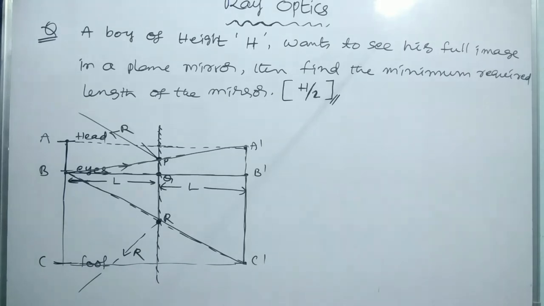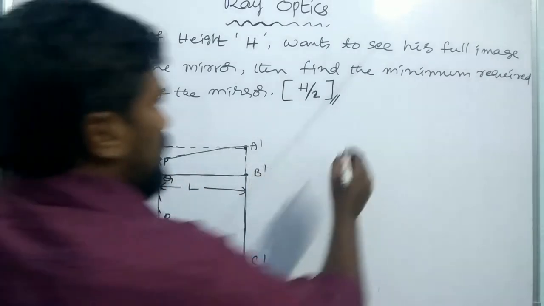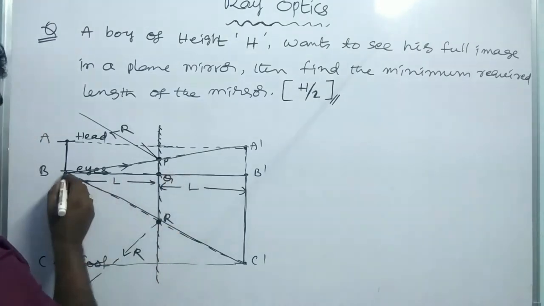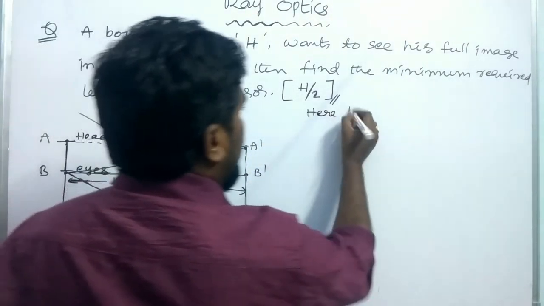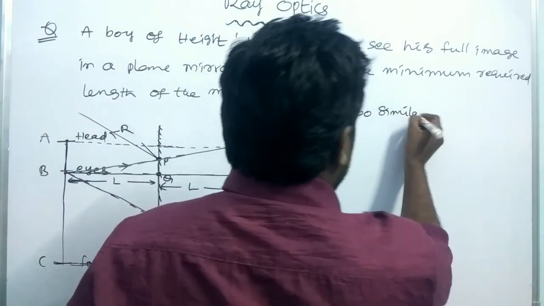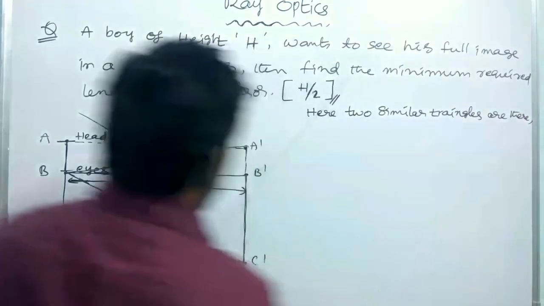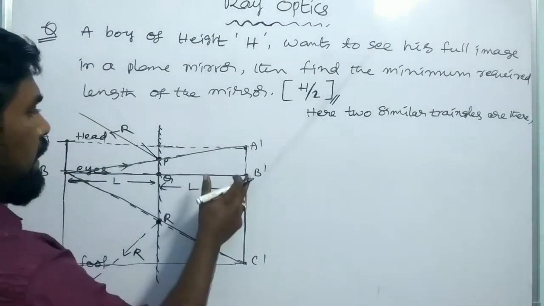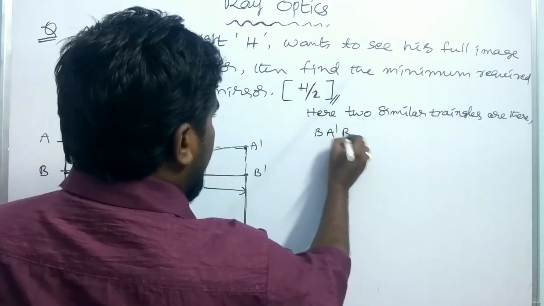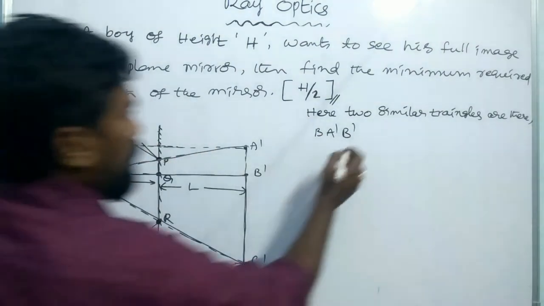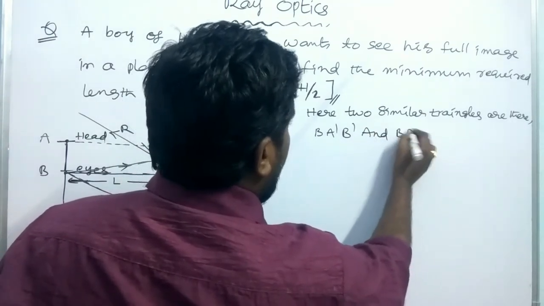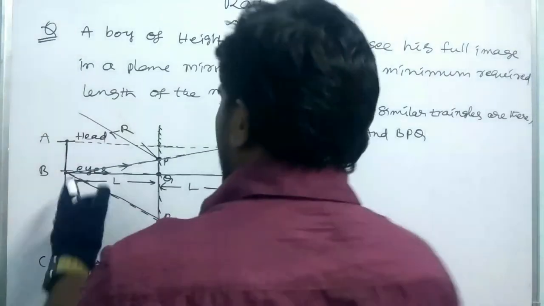So now it is easy to find the minimum required length of the mirror. Now let us see. Here there are two similar triangles. What are they? They are B A dash B dash and B P Q. So once again we have to check here.